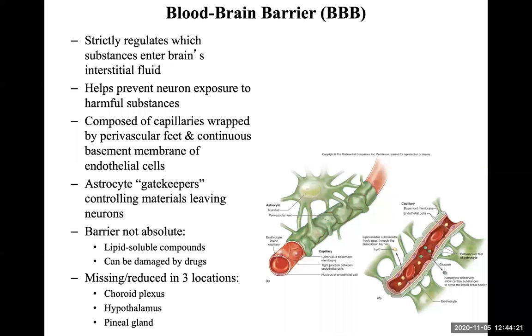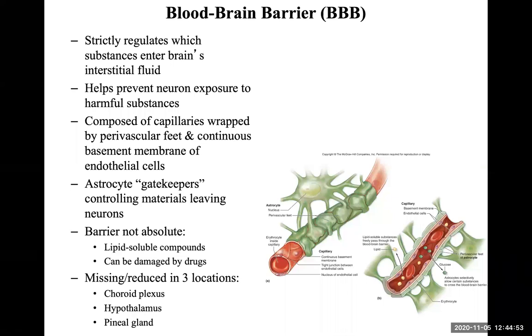Okay, so the blood-brain barrier, we've talked about a little bit already, right, when we were talking about astrocytes. This is a highly selective barrier that's made up of the astrocytes. They have those perivascular feet that wrap around capillaries, and that's what forms the barrier itself. Again, it's a highly selective barrier.